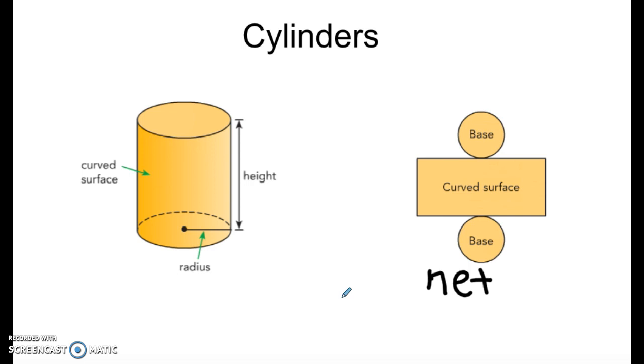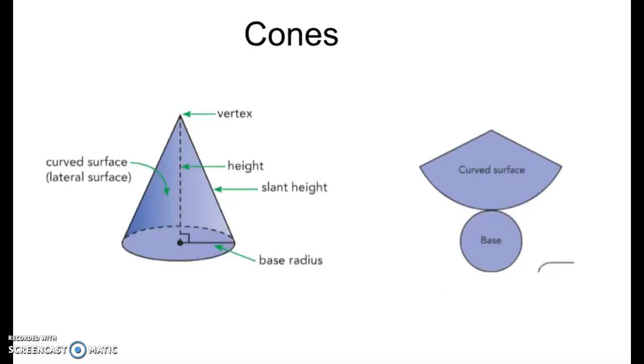When you're finished copying this down, you can go ahead and copy down the cone. The cone, see, we have a vertex up here, and we have two types of height. It's important to know the difference. Here, straight up and down is the regular height.